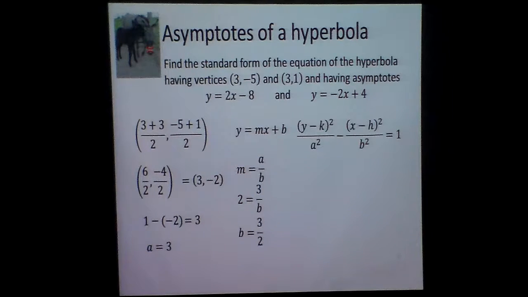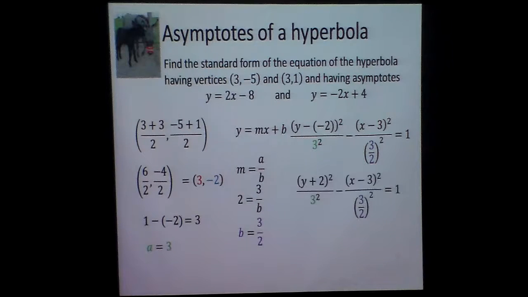So what I have is this. To write the equation, I have my y minus k. I know the center is right here, so there's my k value and there's my h value, only they're inside the parentheses. Here's my a and there's my b. As I plug those in, notice the y minus -2 will make it a +2.